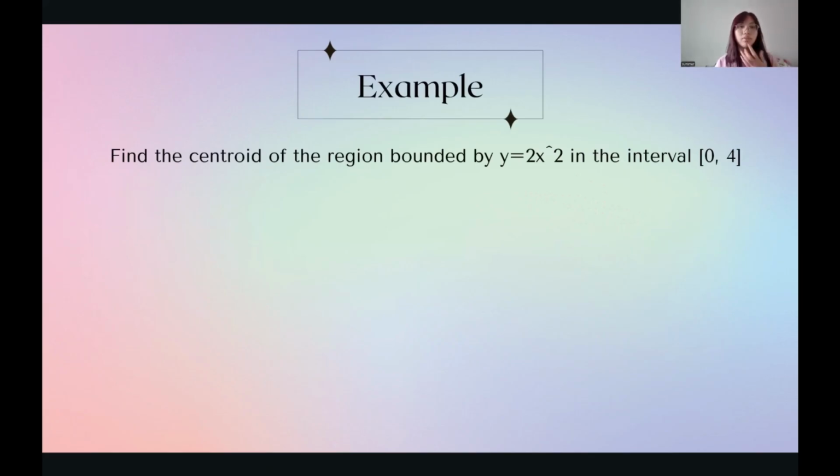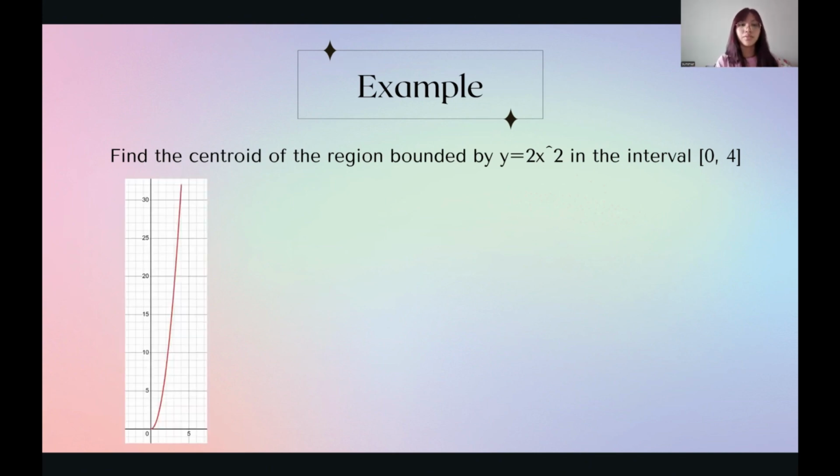Let's say that we have to find the centroid, or the center of mass, of a region bounded by y equals 2x squared in the interval 0 to 4. Now first, let's sketch the region so we can know what we're working with. So this is the curve in the interval from 0 to 4. We have to find the center of mass of the area under that curve, assuming that the density is uniform across the region.